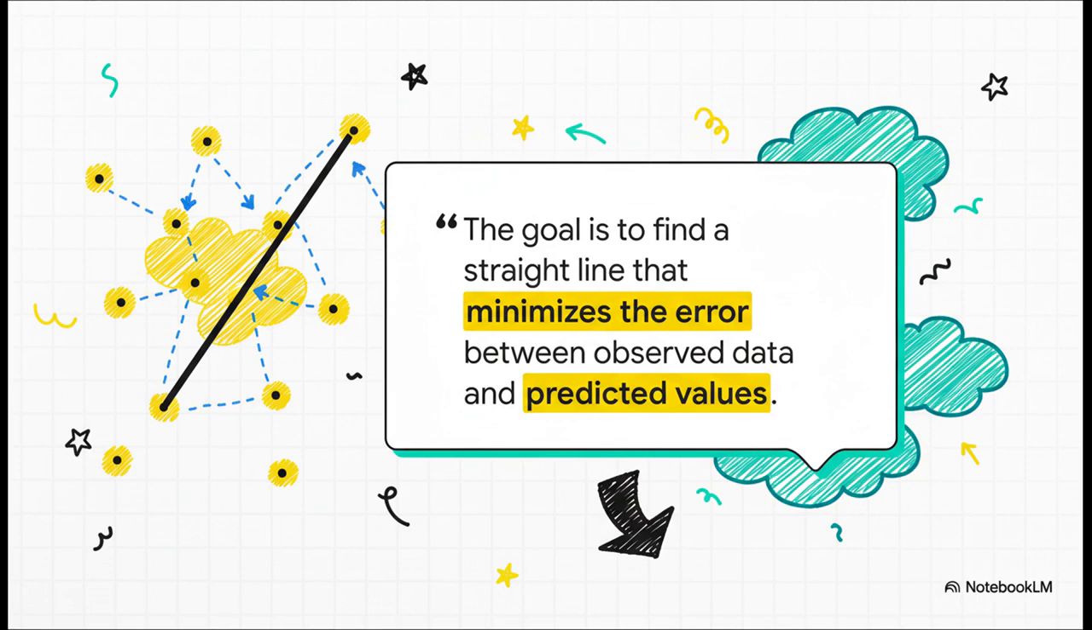So after all this talk of valleys and residuals and report cards, if you just remember one thing, let it be this. This quote from Geeks for Geeks absolutely nails it. The goal is to find a straight line that minimizes the error between the observed data points and the predicted values. That's it. That is the whole game in a single sentence.